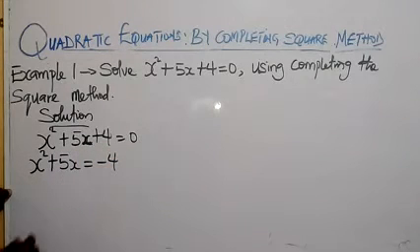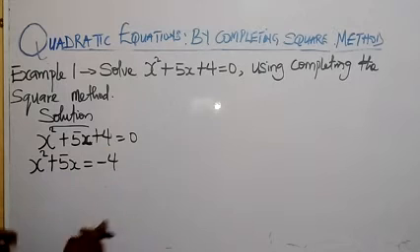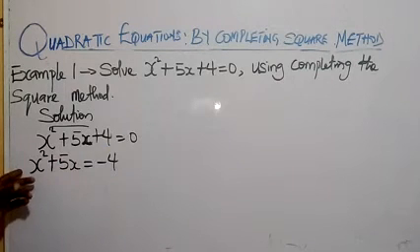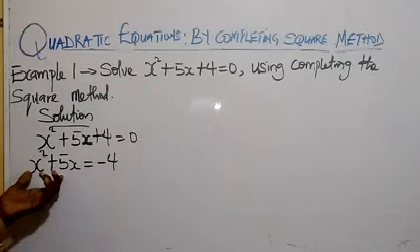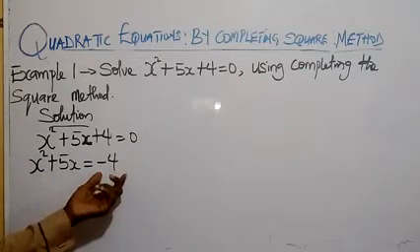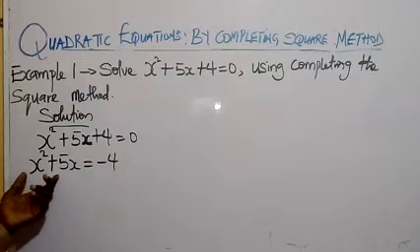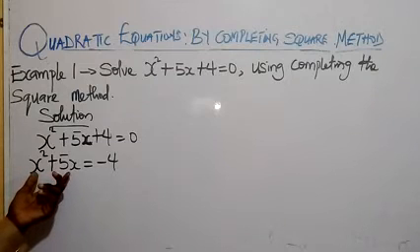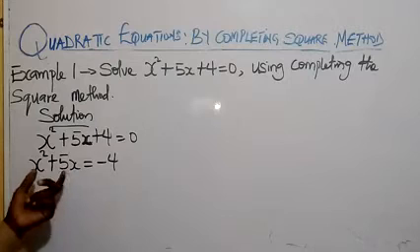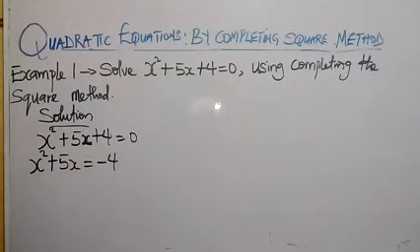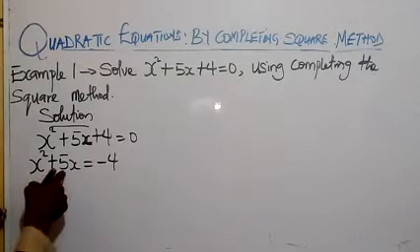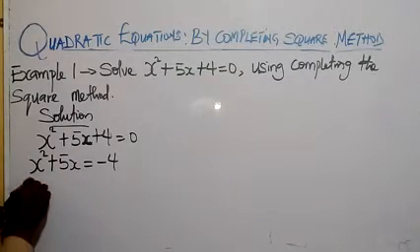Alright, divide both left hand side and right hand side by the coefficient of x squared. You look at it, x squared does not have any coefficient. So we'll move to the next step. Alright, add the square of half of the coefficient of x to both sides, left hand side and right hand side.